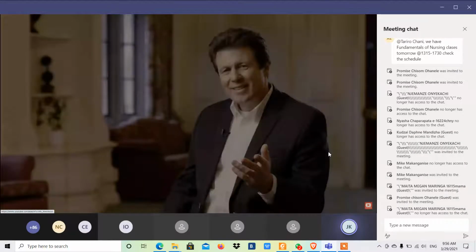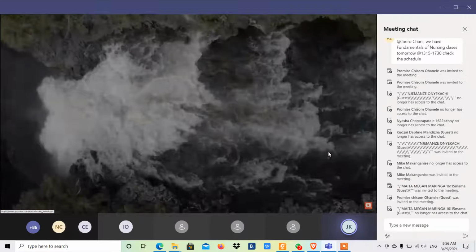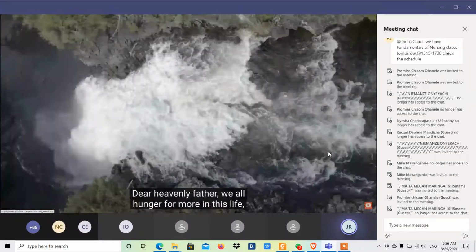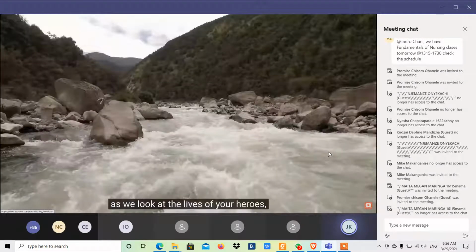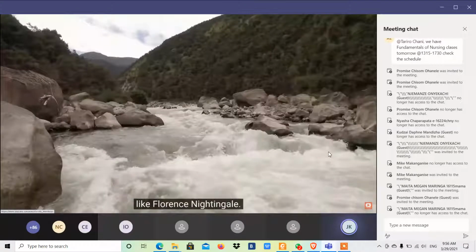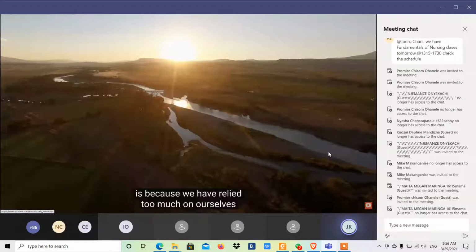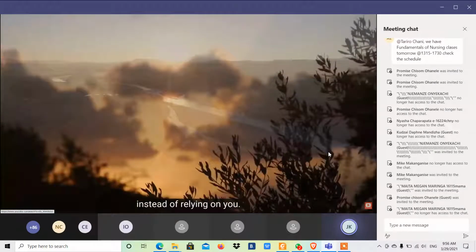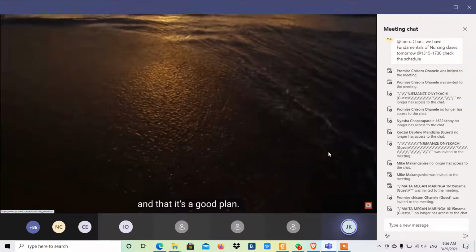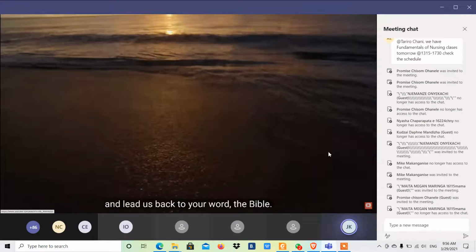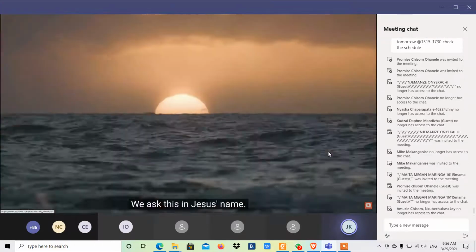Dear Heavenly Father, we all hunger for more in this life, and we're encouraged and inspired as we look at the lives of your heroes like Florence Nightingale. We admit that the weakness in our lives is because we have relied too much on ourselves instead of relying on you. We thank you because you have a plan for us and that it's a good plan. Please come into our lives and lead us back to your word, the Bible. We ask this in Jesus' name. Amen.